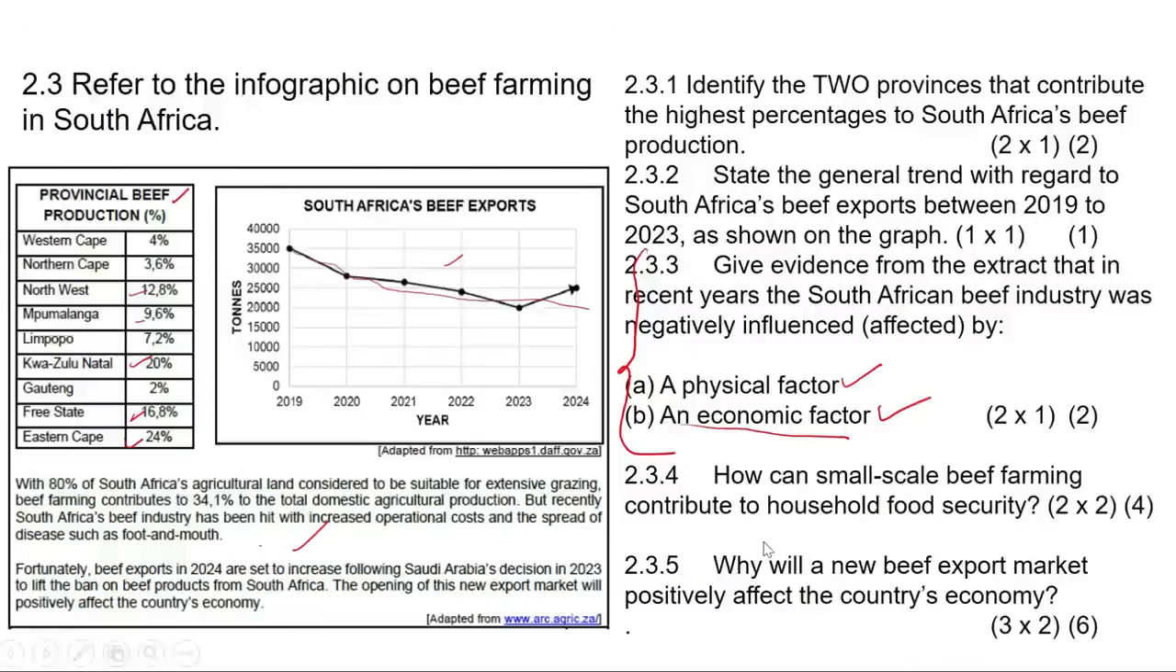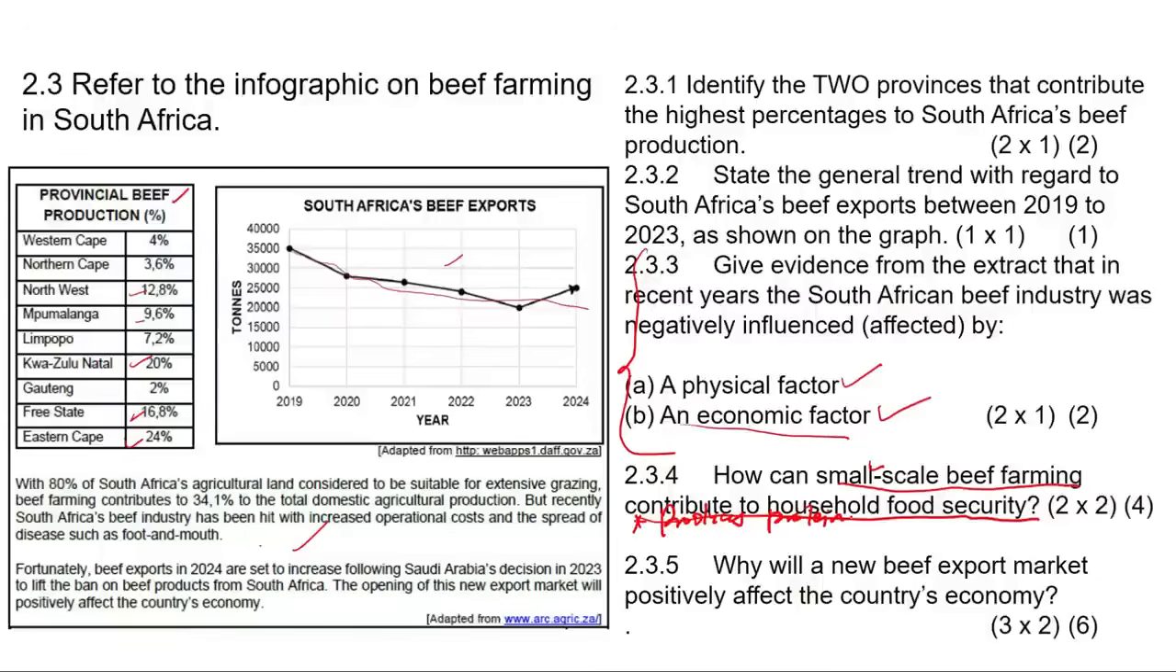How can small-scale beef farming contribute to household food security? So this is a concept which you need to pay attention to. How can small-scale beef farming contribute to food security? Number one, beef farming produces protein. So beef farming is going to produce protein for people.